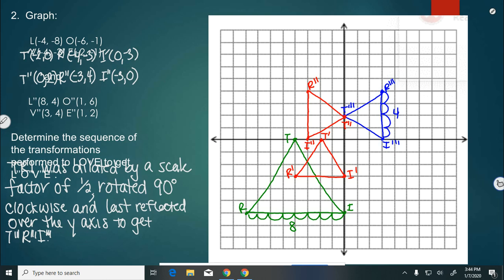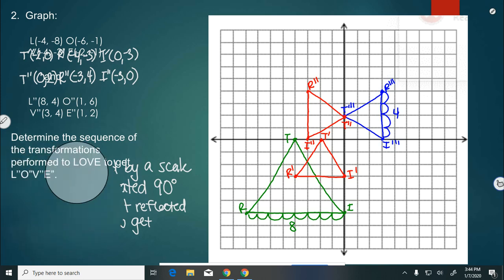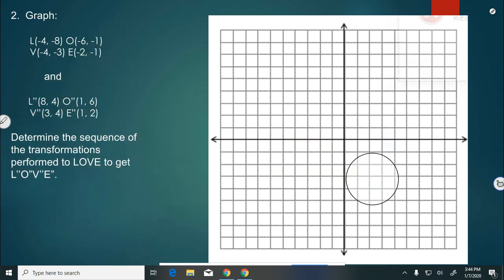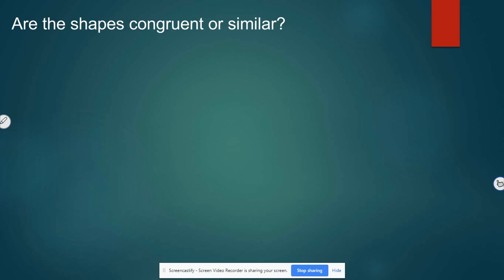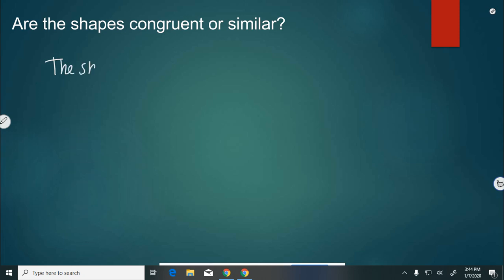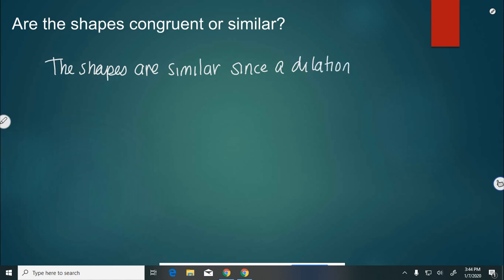All right, so from here, let's answer the next question. And again, it says, in this case, are the shapes congruent or similar? Here, the shapes are similar, since a dilation occurred. Okay, so again, keep in mind it's congruent if only translations, reflections, or rotations occurred. It is similar if any of those occurred, as well as a dilation.